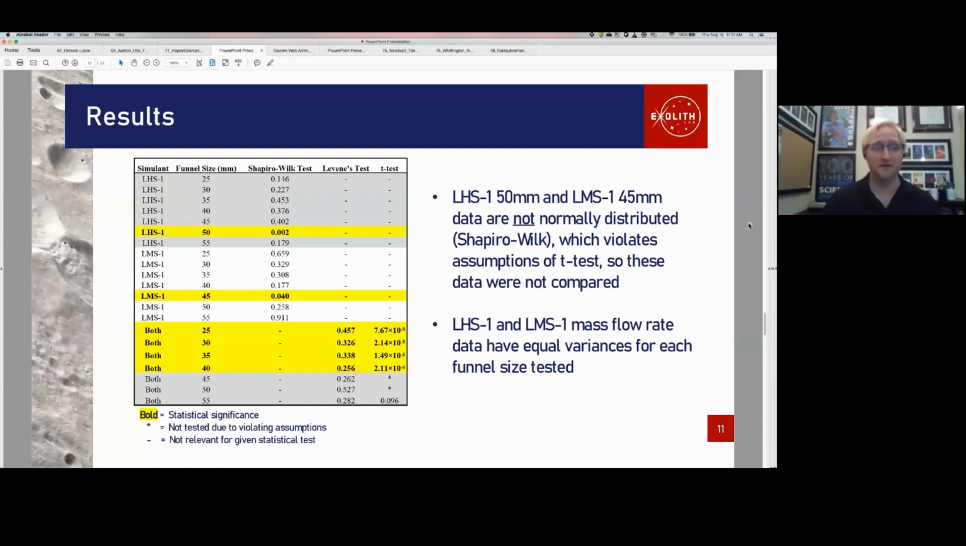So the results of this t-test on the sizes that can be validly checked show that the mass flow rates of LHS1 and LMS1, 25 through 40 millimeter mass flow rates, are significantly different. The 55 millimeter mass flow rate was also tested, but was found to not be significantly different. Next slide, please.